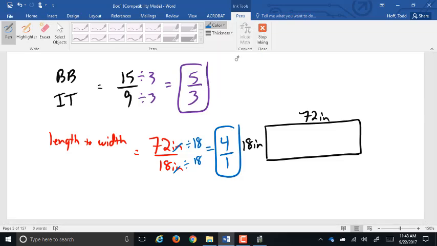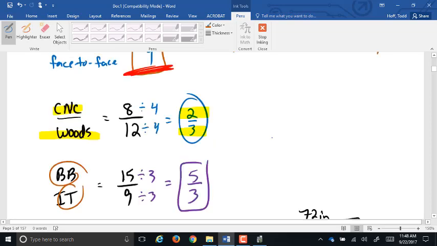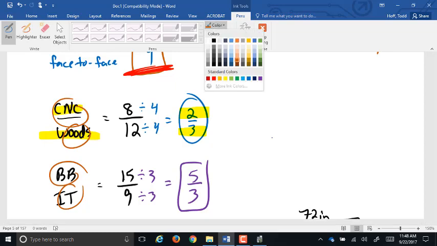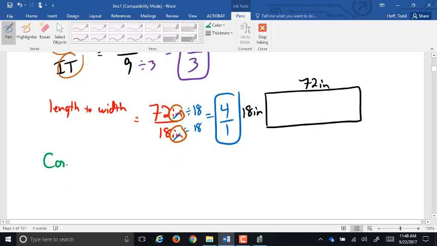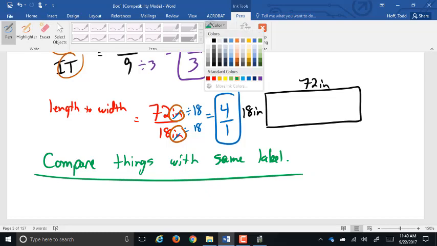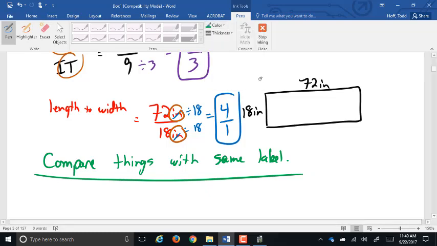You will notice in each of these ratios, I compared things that have the same label. Here it was inches to inches. These were all students to students in both of them. And that is one of the requirements of a ratio, is you must compare like things. So you have to compare things with the same label. Inches to inches, students to students, milliliters to milliliters, whatever.